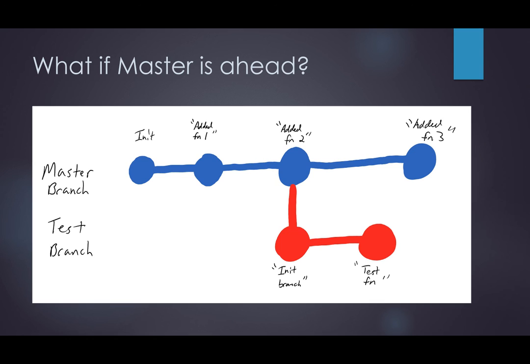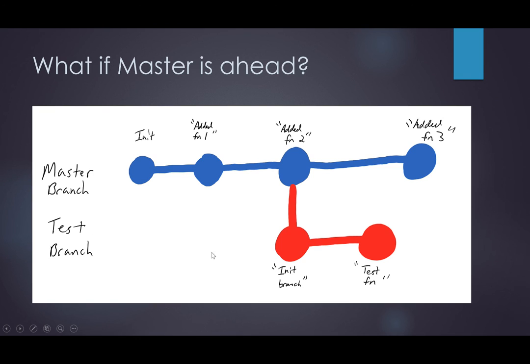So there are a couple difficulties that you have to be aware of. Let's say test branched off at the same position as before. It branched off at added function 2, right? But typically you have multiple collaborators on a project, right? So let's say someone else made a function and added that to your project. So that's what this other commit is.